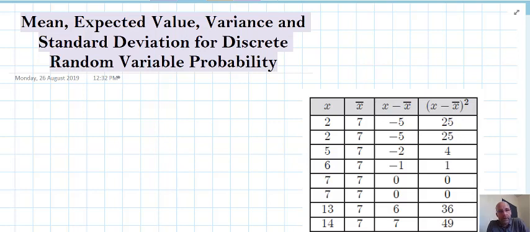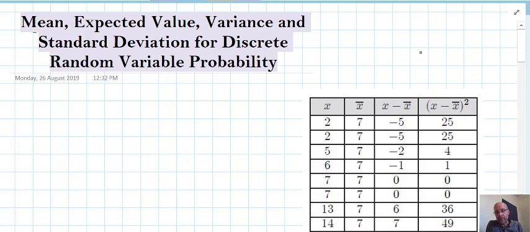We're continuing our learning with discrete random probability variables, and we're going to focus in this video on mean, which is also called expected value. So they're one and the same. So mean and expected value are the same. And then secondly, variance, and then lastly, standard deviation.